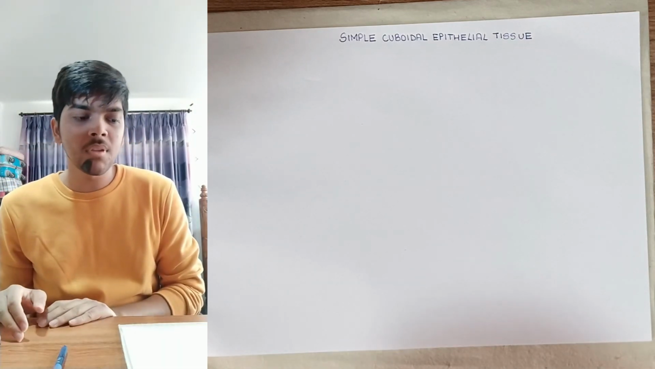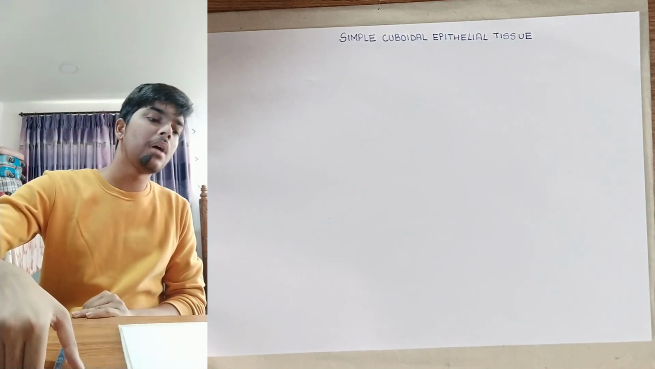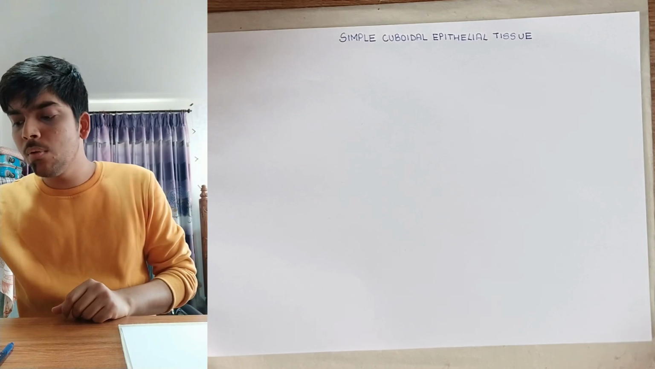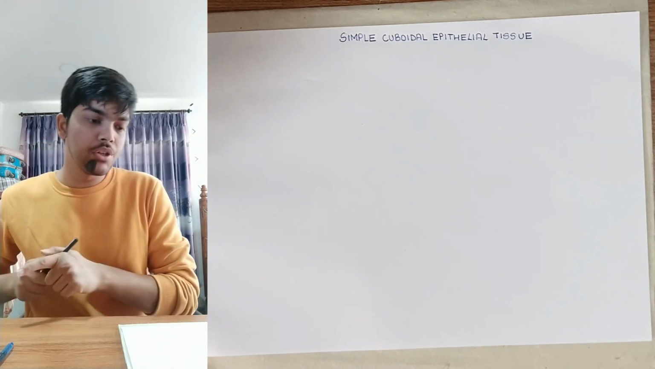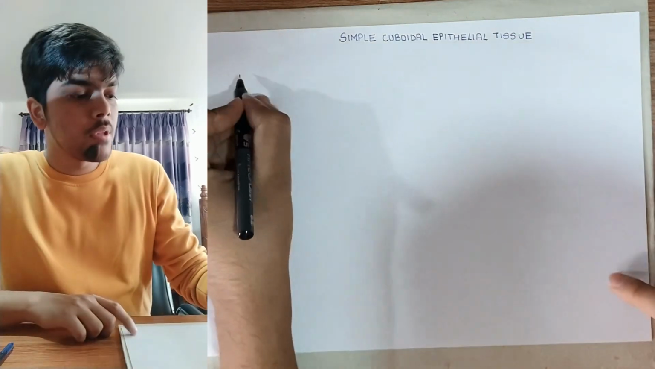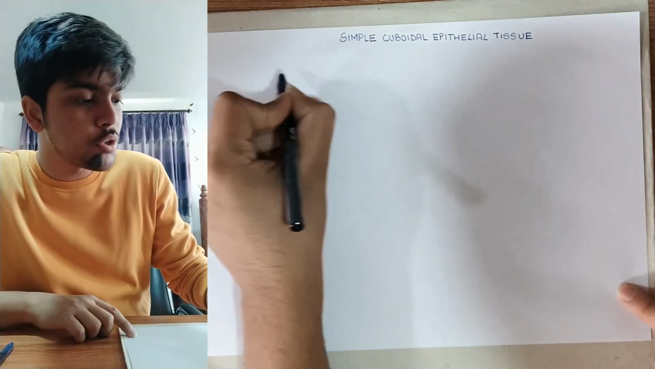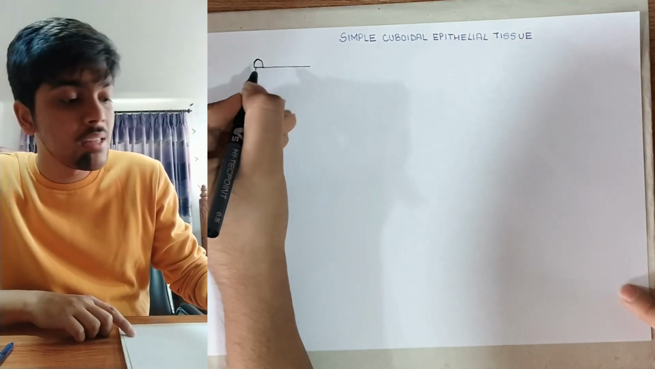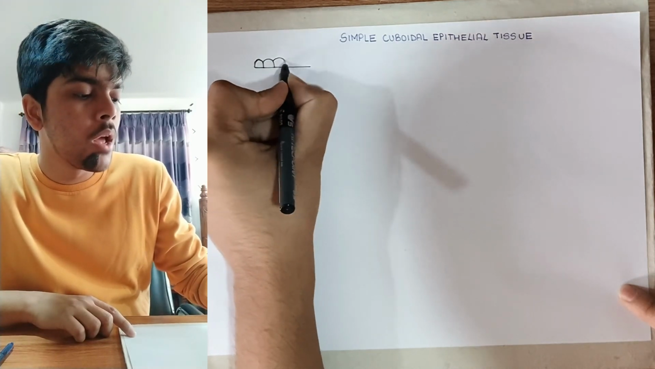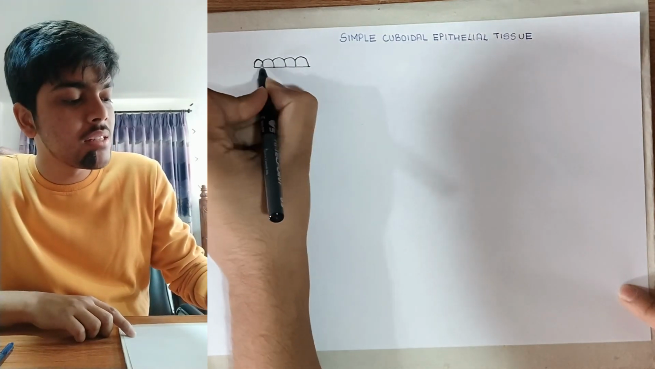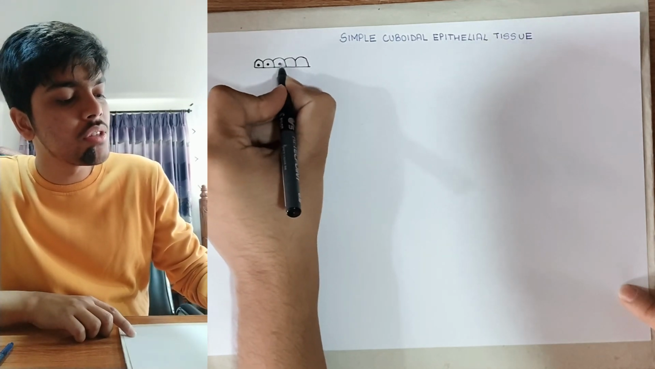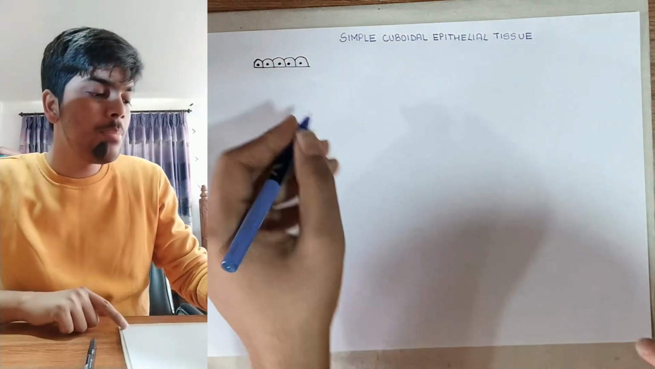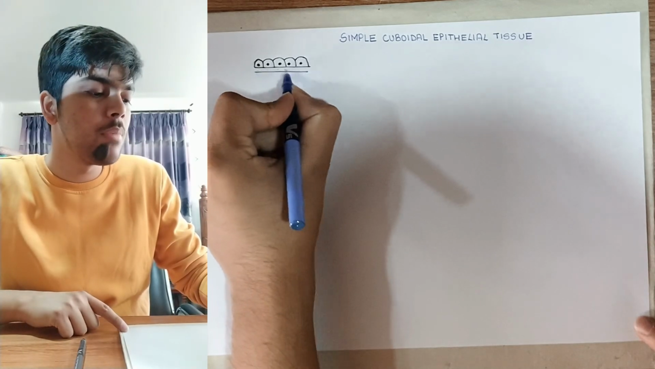Anyway, in the previous lecture, I mentioned simple squamous epithelial tissue. In this lecture, we will be dealing with simple cuboidal epithelial tissue. Simple cuboidal epithelial tissue is that tissue where the cells are obviously arranged in a single layer because the tissue is simple. But the cells arranged in a single layer are cube-like in structure with a centrally placed nucleus that is round in structure. And the epithelium is obviously present on a basement membrane.